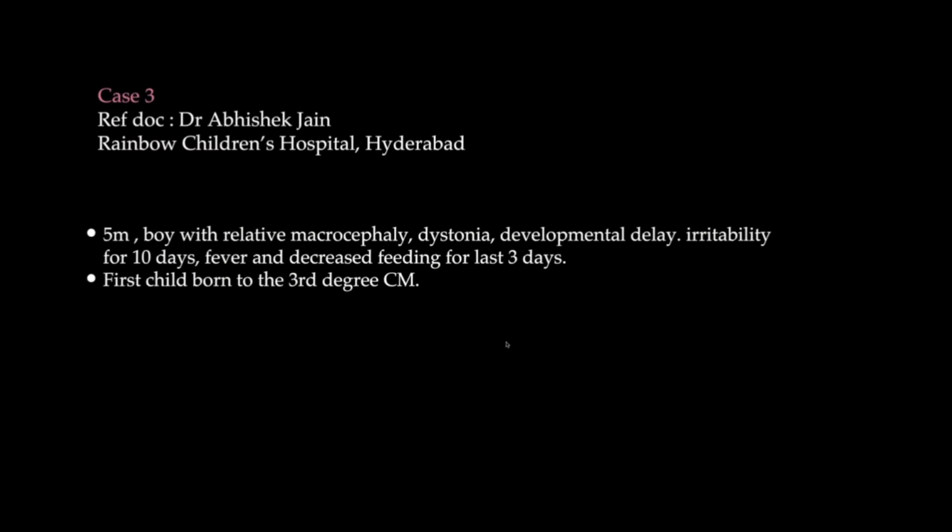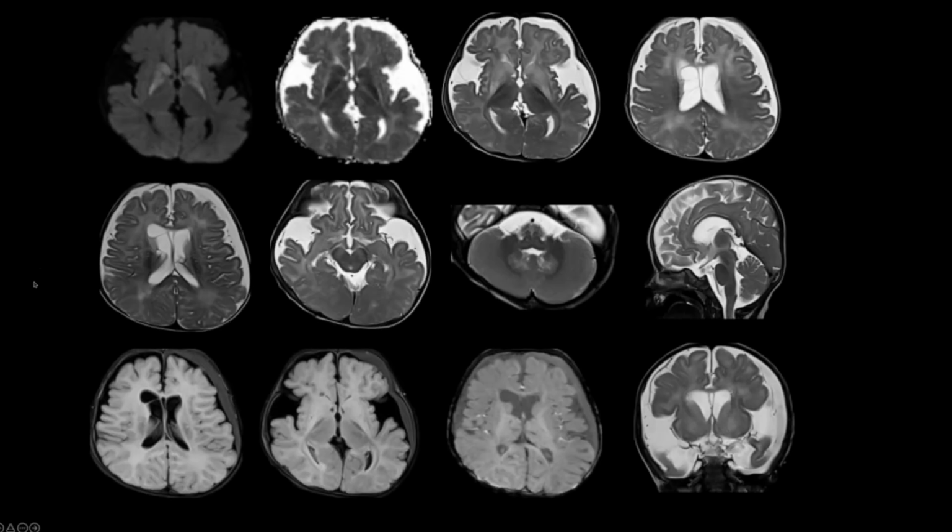It's a 5-month boy with macrocephaly, dystonia, developmental delay, irritability for around 10 days, associated with fever and decreased feeding for the last 3 days. The child is a firstborn child born to a 3rd-degree consanguineous marriage. Clinically, there was a suspicion of glutaric aciduria. And as you can see on the MR images, we have symmetrical abnormalities involving the dorsal striatum or the basal ganglia, underopercularized sylvian fissures, widened sylvian fissures with subdural collections in the anterior and lateral convexities, symmetrical changes of the dentate nucleus, and also some subependymal cysts or periventricular cysts along the bilateral lateral ventricles.